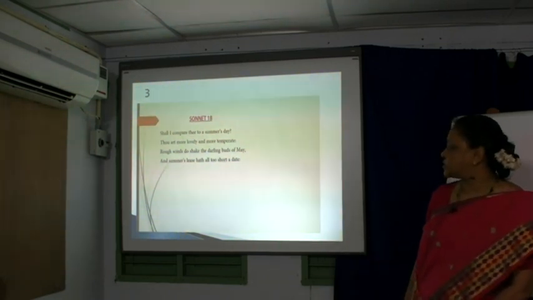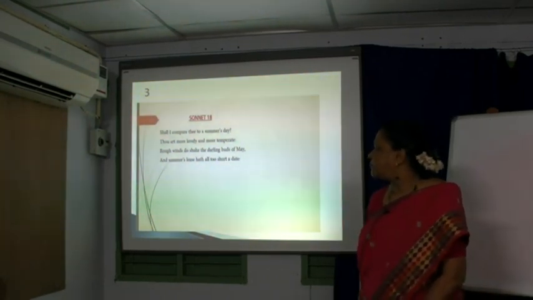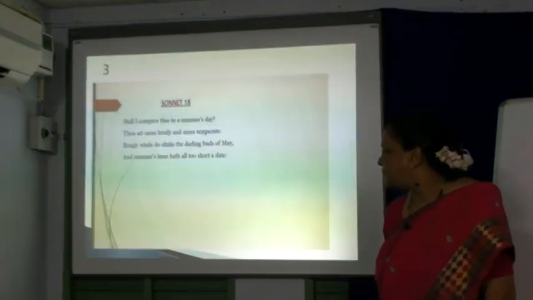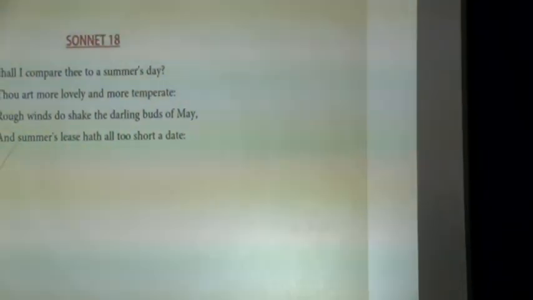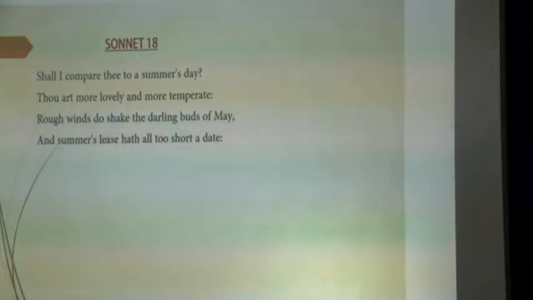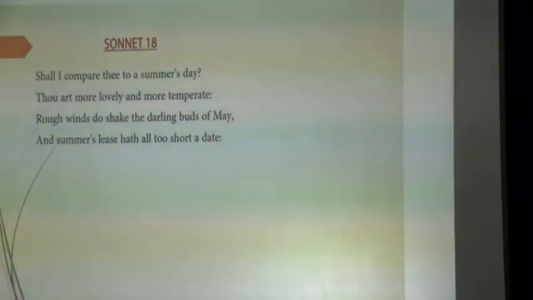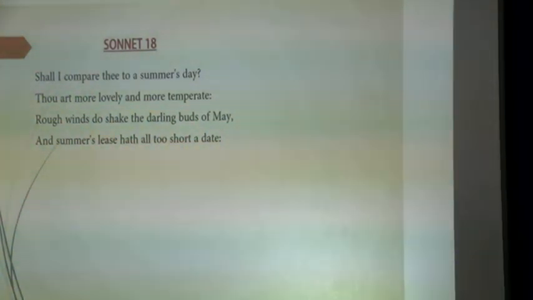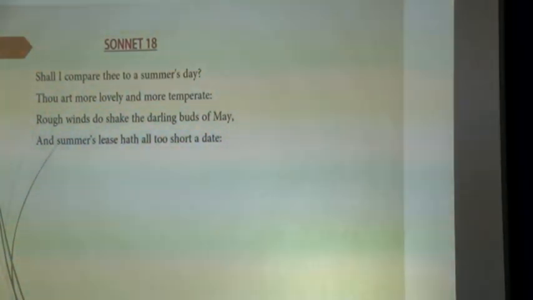He tells that in the next 2 lines: rough winds do shake the darling buds of May. Rough winds. So in the summer, we see the rough winds, the extreme storm, shaking off or destroying the buds during the spring season. The month of May is the spring season in England. So these heavy storms destroy the newly formed buds of the spring season.